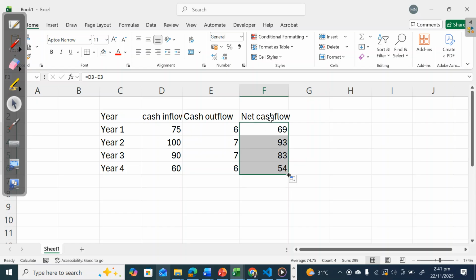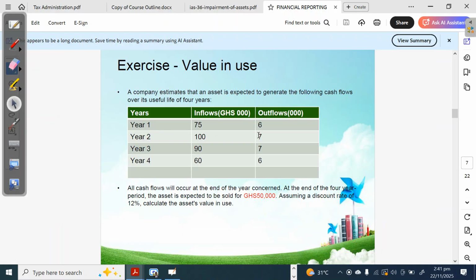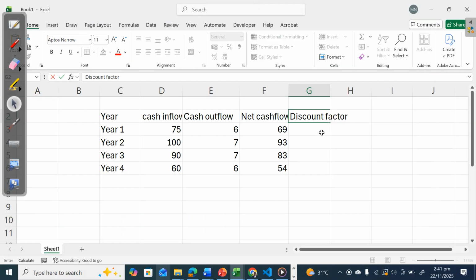Okay, so these are the net cash flows. Then we have to find the discount factor. We were told that the discount rate is 12%. So year one, the discount factor will be 1 over 1 plus 12%, raised to the power 1. Year one, so it's raised to the power 1.